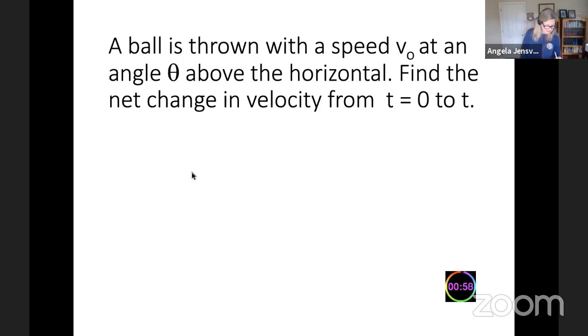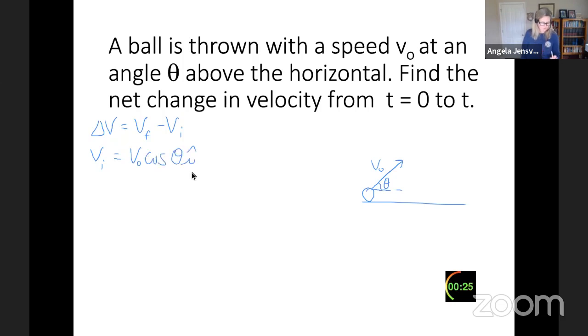I hope you guys did. Change in velocity is the final minus initial. So first you need to get the initial velocity. Maybe we should draw a picture here. You have a ball, it's thrown with a speed v naught at an angle theta. So there's our sketch of the situation. V initial would be v naught cosine theta in the horizontal direction, and v naught sine theta in the vertical direction. That's our v naught vector.